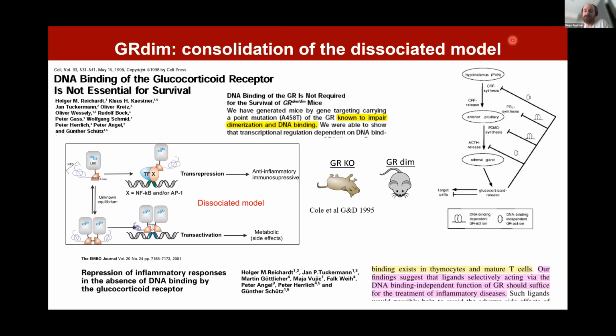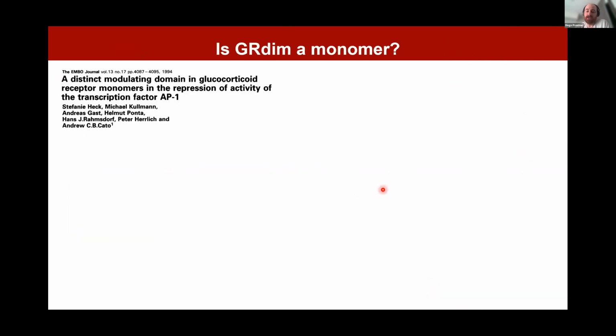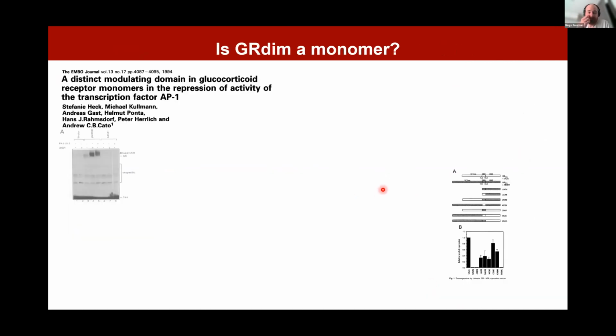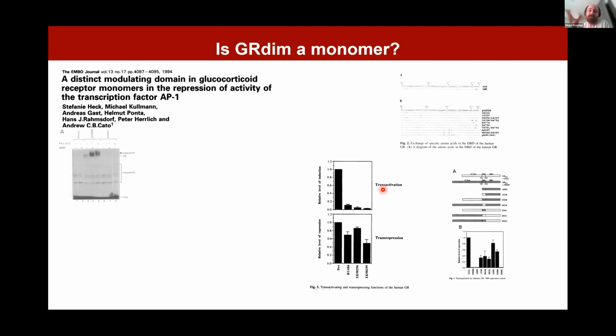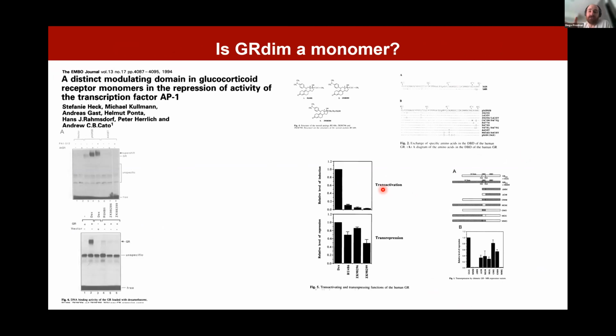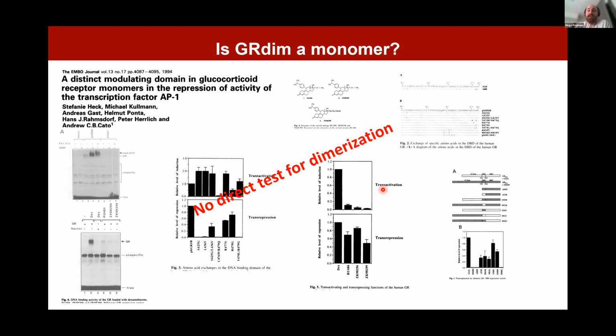And then later on, it was straightforwardly suggested that this would be a way to find and treat all inflammatory diseases by trying to select the DNA-independent activity of GR, okay? However, the original paper that described this mutation, you look at every single figure of the paper and you will not find any direct nor indirect evidence of the oligomerization status of the GRdim protein, okay?